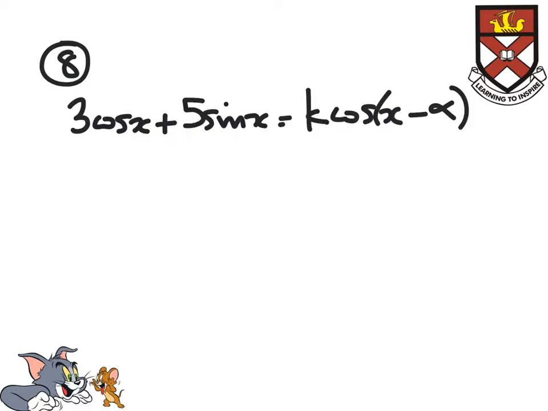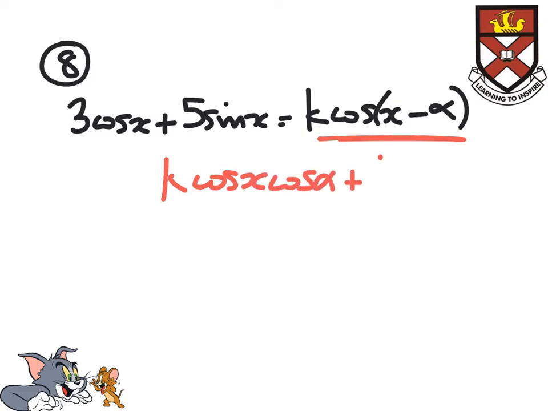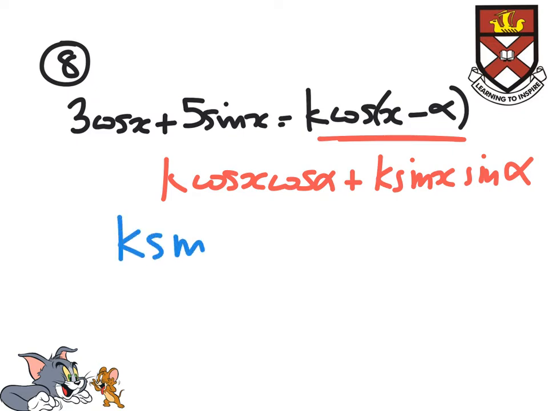Question 8, the wave function. Just been doing them in class. So take your k cos(x minus alpha) and write it as k cos x cos alpha plus k sin x sin alpha. Okay, now remember the two bits that we're looking for. We're looking for what does k sin alpha look like, what does k cos alpha look like.